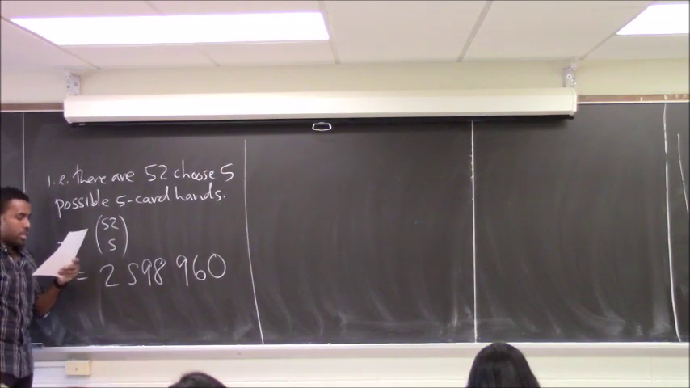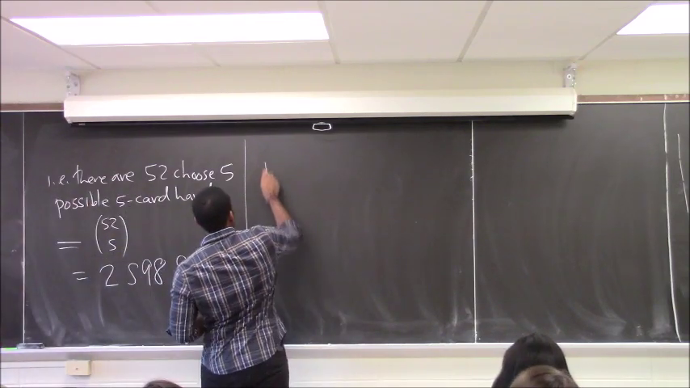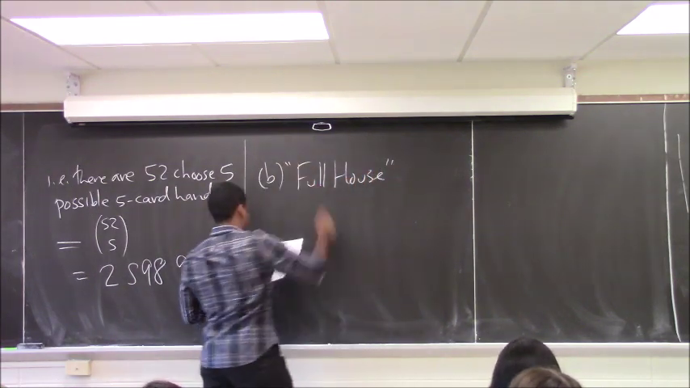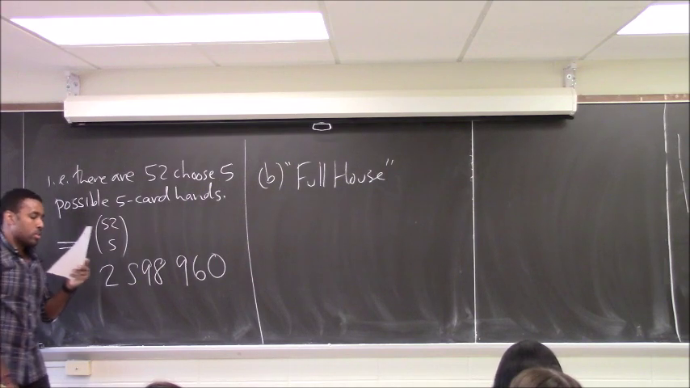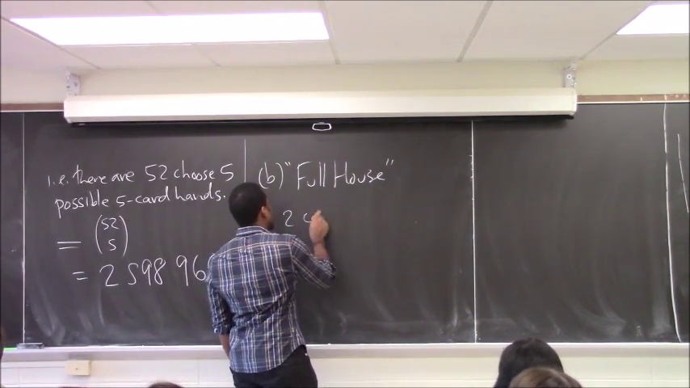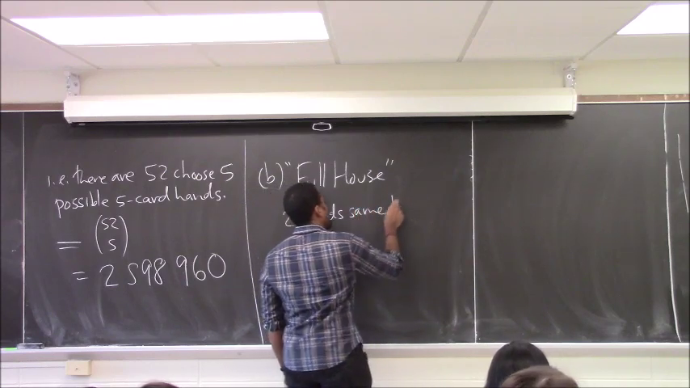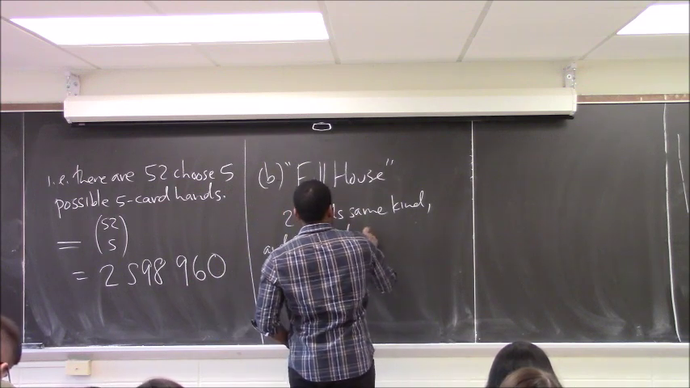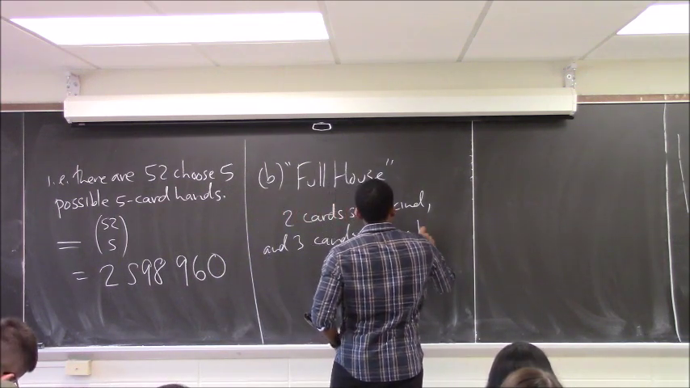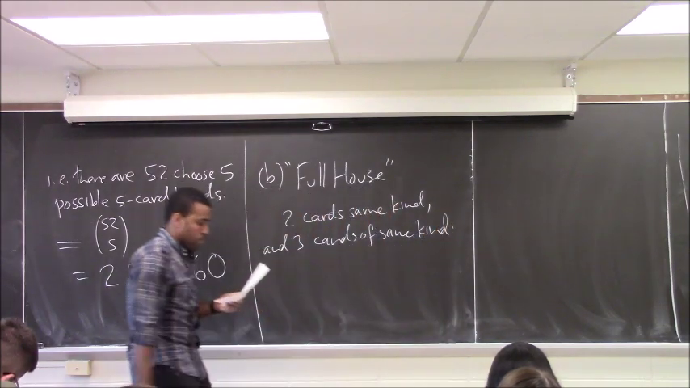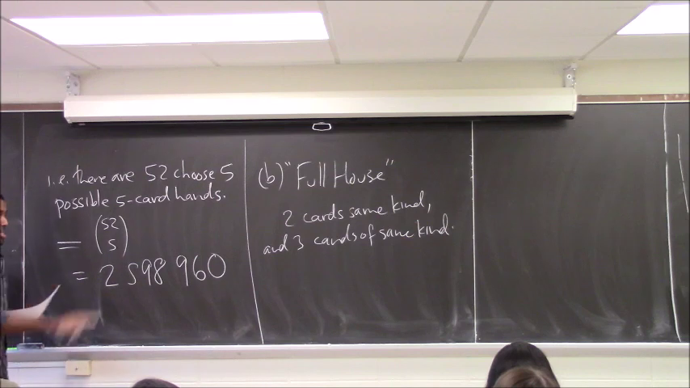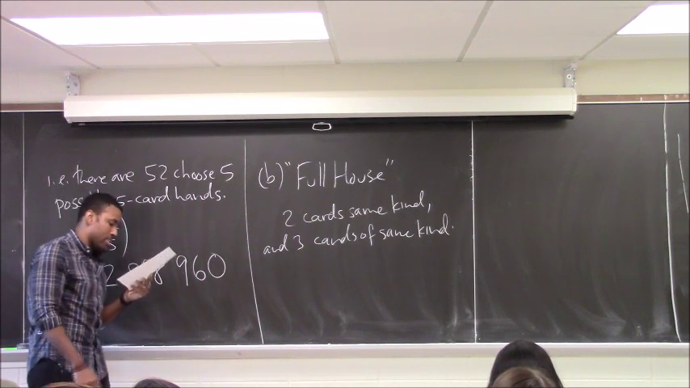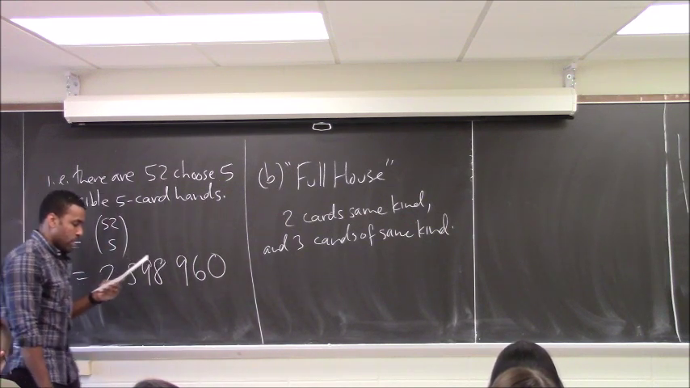Okay, I defined something called a full house. Full house. So we say you have a full house if you have 2 cards of the same kind and another 3 cards of the same kind. That's it. It pairs up in 2 and 3. Thought of as the 2 being the parents and the 3 being the children. It's called a full house. 3 kids. I don't know why you call it a full house, but that's what it's called.